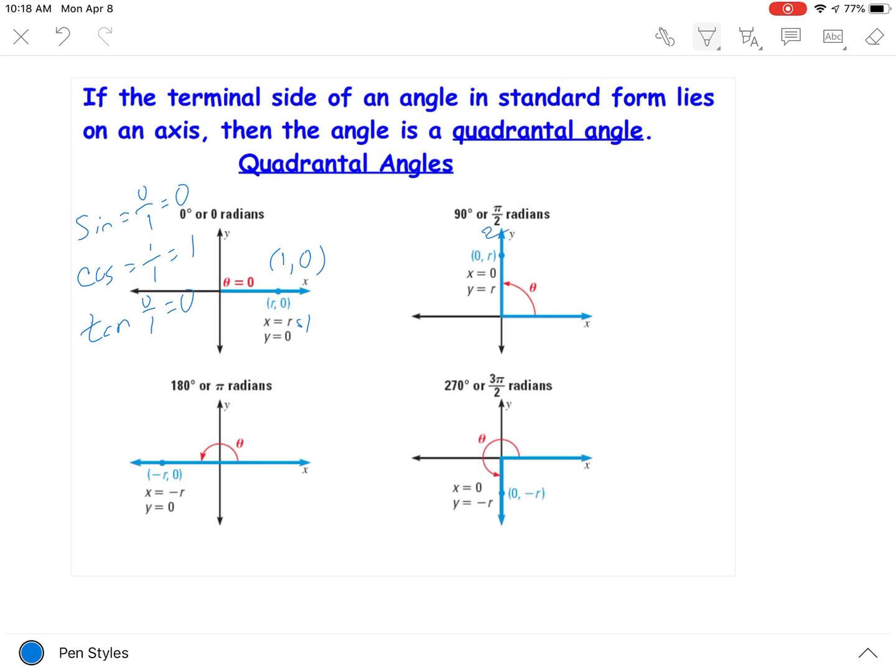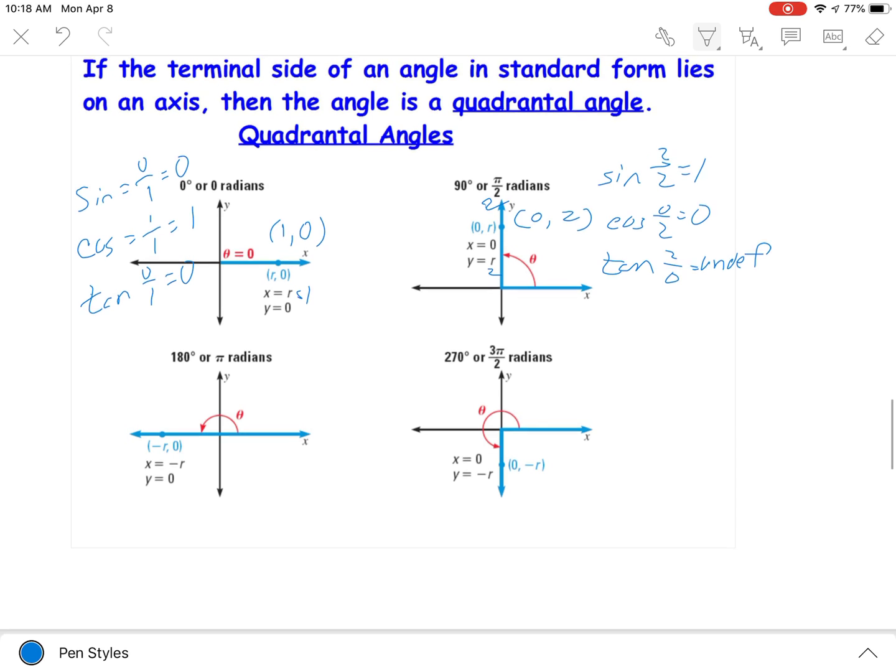Here I'm going to go with a radius of 2. That just means y's value is going to be 2. That's going to be at (0, 2). Your sine is going to be y over r, so 2 over 2, 1. Cosine is x over r, 0 over 2, 0. And your tangent is 2 over 0, undefined. Okay, and you can go through and do kind of the exact same thing here.